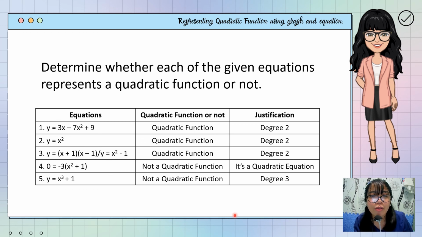So that is how you determine whether each of the given equation represents a quadratic function or not. All you have to do is to look for the highest exponent of our independent variable. If it's 2, then after which you will be determining whether the equation involves two variables. If it does, then that is a quadratic function.